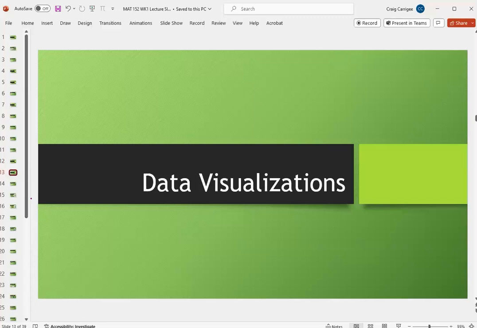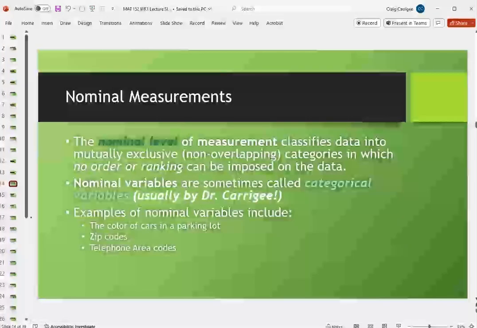And at the same time, I'm going to talk to you about how to visualize these different things, because the visualizations that you use for this data is directly dependent upon the level of measurement. It's determined by what you measured. So let's start with the simplest case, which are nominal levels of measurement. Okay, these are data that can be broken down into mutually exclusive, non-overlapping categories.